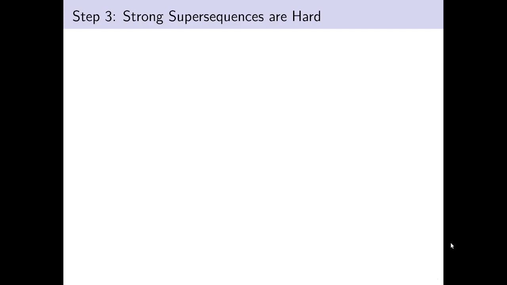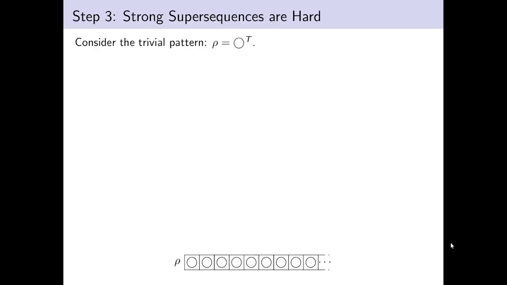Well, the first thing we should do is take a look at a very simple example. Consider the pattern row, which consists of t blanks. Now, clearly any sigma prime you get this way won't be a strong supersequence because it'll be of the same length as sigma. So let's ask ourselves a simpler question. If we get sigma prime using this pattern, what is the longest prefix of sigma such that sigma prime is still a strong supersequence of it?